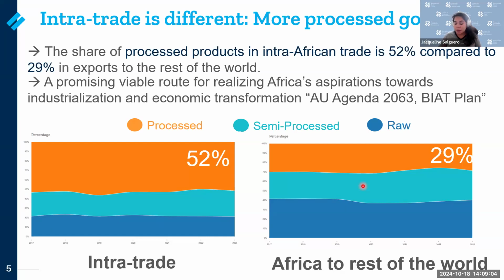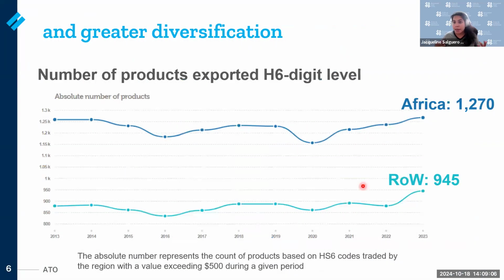So this is good news, because it shows us that when countries in Africa trade with each other, it's much better than when they trade with the rest of the world. And in addition, they trade more products. So in Africa, as you know, there is a classification. We will talk about how products are being traded, or what we call the language of trade.